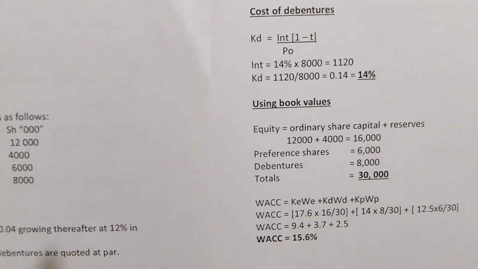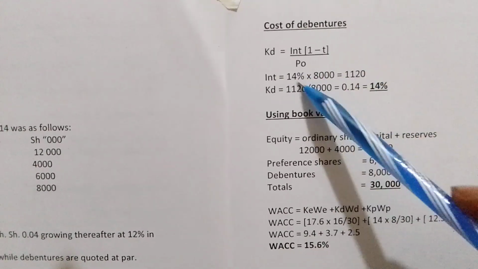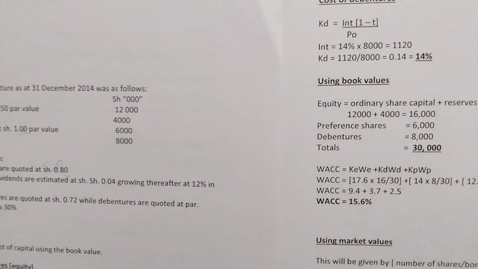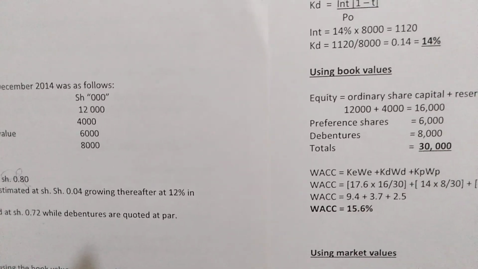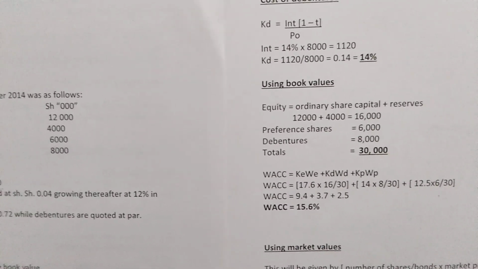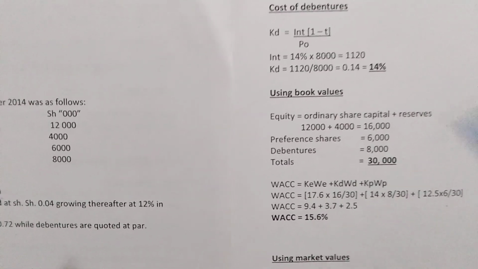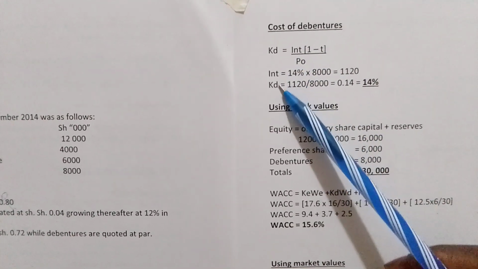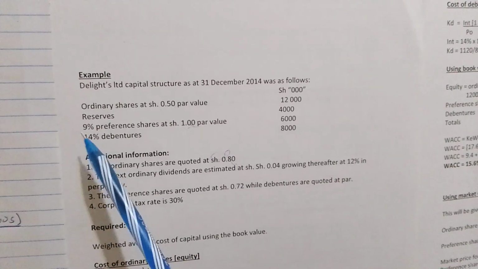Assuming that there was no tax shield, cost of debt is interest multiplied by 1 minus t over P0, and P0 represents the market value. You are being told that debentures are quoted at par, meaning the par value in the books of the debentures is the same value at which they are selling in the stock market. So they are selling at 8,000. So cost of debt is 14%. See where the 14% is coming from.